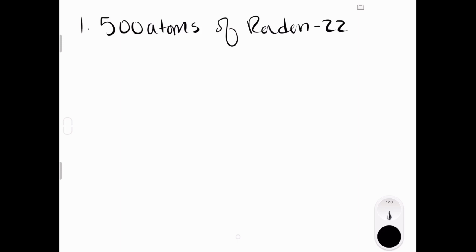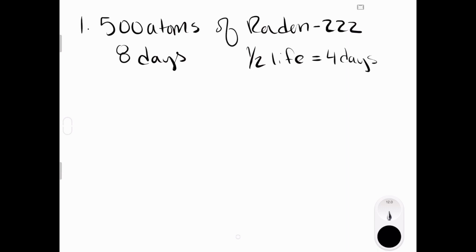Okay, so we're going to work on the problems in the PowerPoint. So we're going to start off with number 1, which says that we have 500 atoms of radon-222. Okay, so this has been decaying for 8 days. So we'll write down 8 days. That's an important number to remember. And then the half-life of radon-222, if you reference the table, is 4 days. So in order to lose half of the parent atoms, it takes 4 days for that to occur. So you're going to want to figure out how many times 4 goes into 8. And that would be 2.